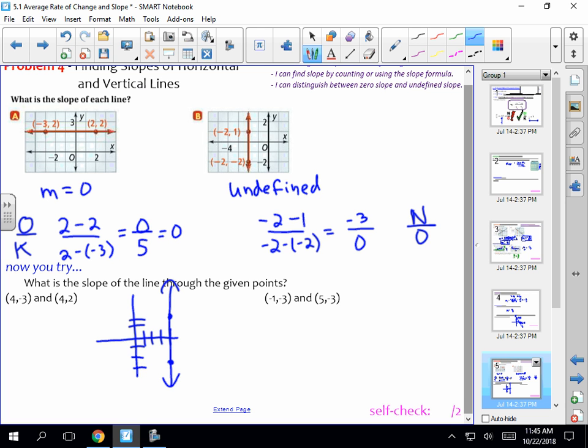What if you don't want to draw the picture? If you don't want to mess with the graph, just do the algebra. 2 minus -3 over 4 minus 4. You'll quickly see that I get a number 5 over 0. So this is undefined.